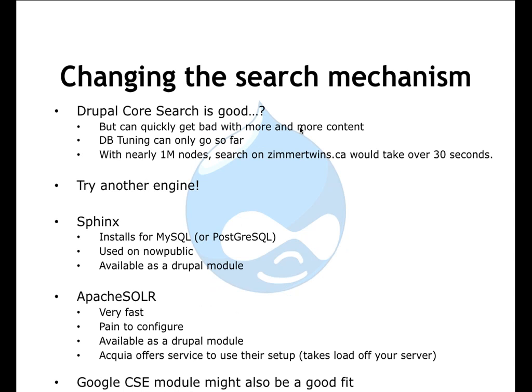You can also change the search mechanism. That's probably the biggest thing you can do for your site, because Drupal core search is all right, I guess. As you start getting more and more content on your site, it's not going to get any easier. Even the database tuning can go so far. To give an idea, for the Zimmer Twins site, there are 1 million nodes. And if we use the core search on that, it would take more than 30 seconds before we'd get any results back. So you can try another engine.